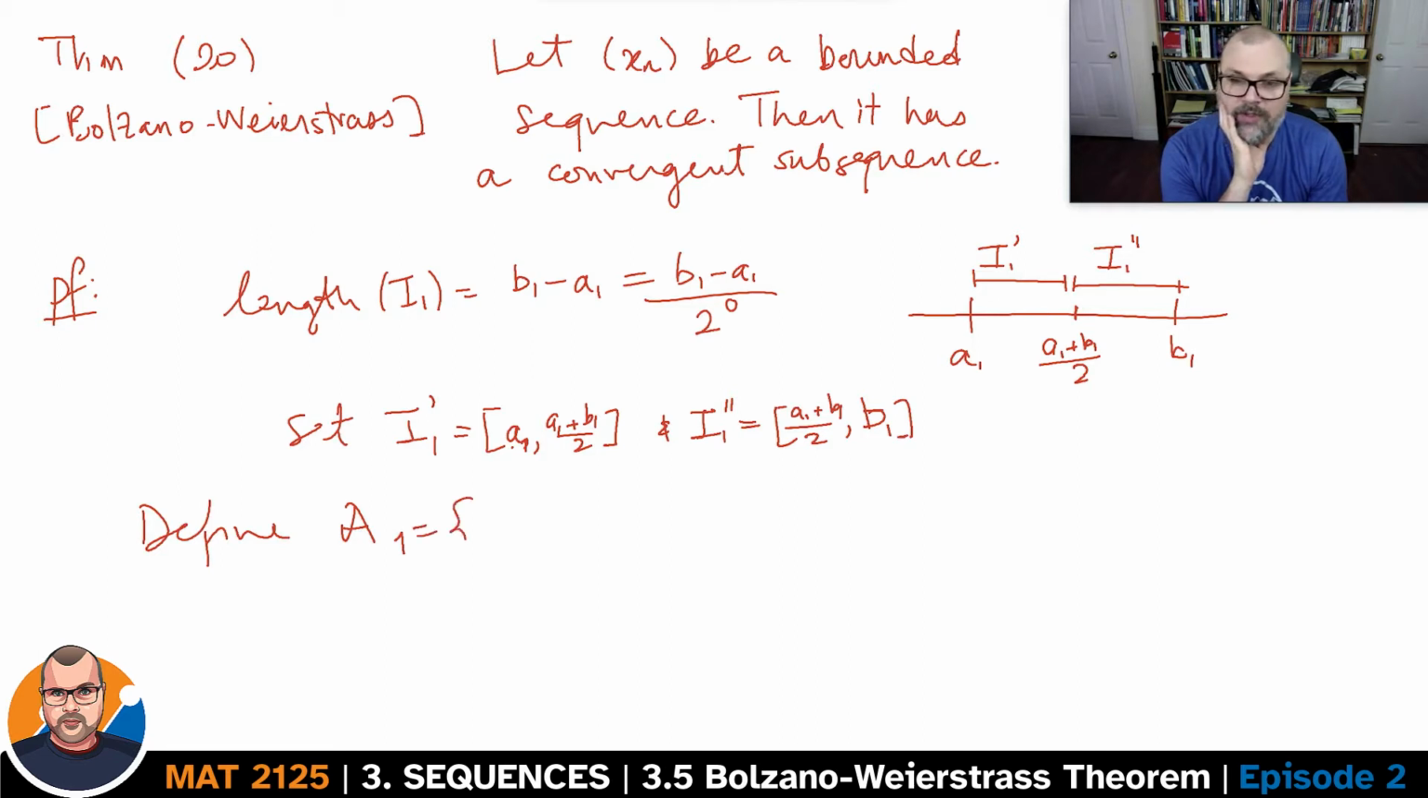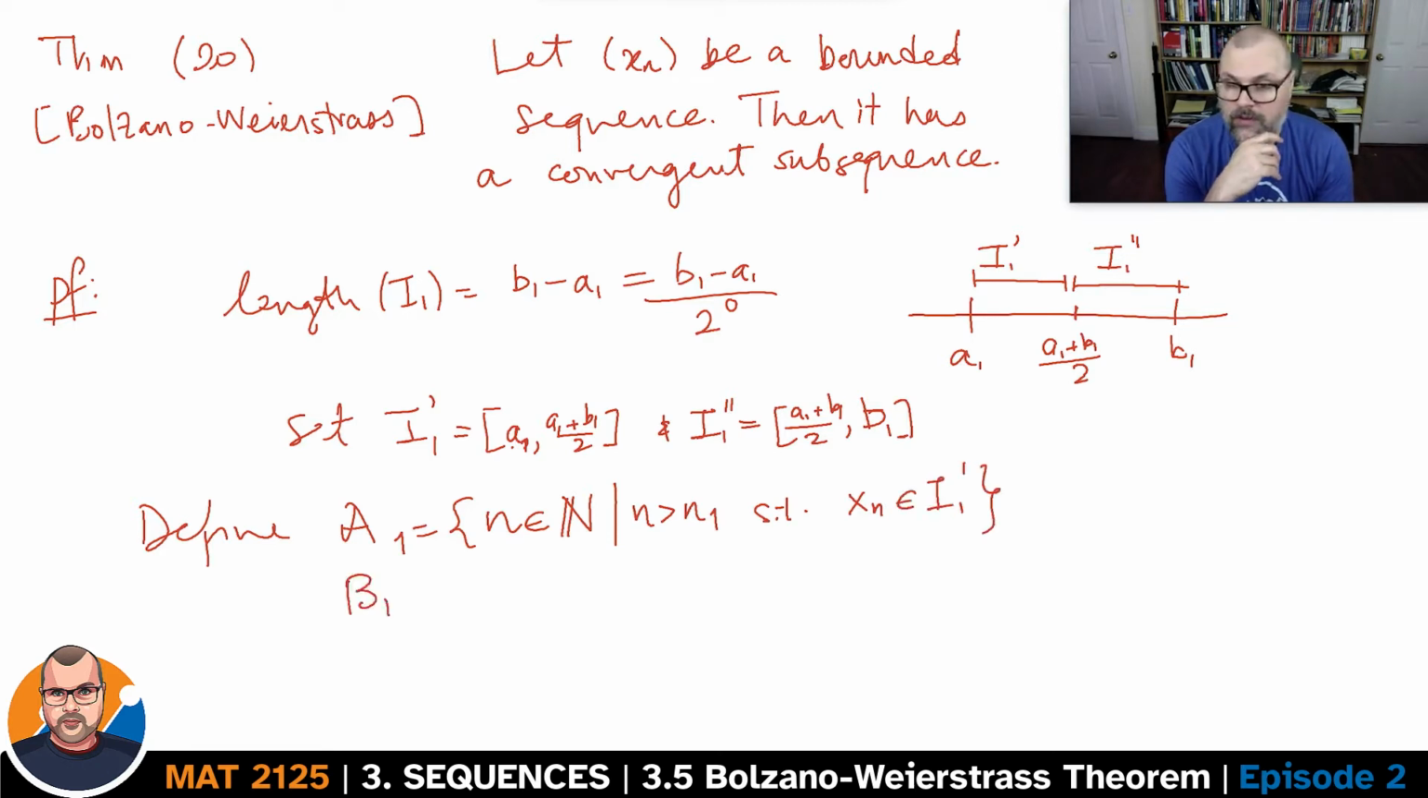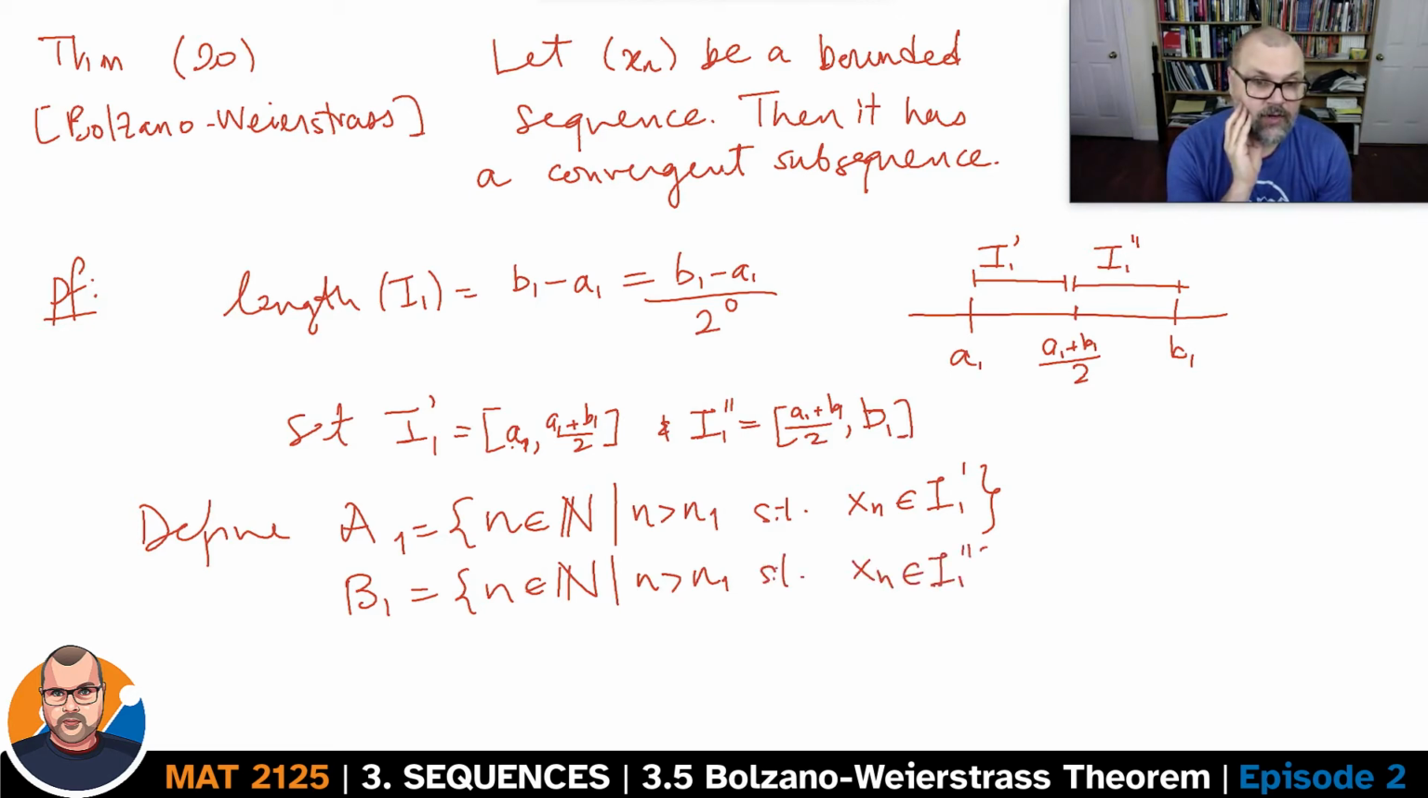Set A1 will be the set of all the indices n for which n is greater than n1. So we're looking at all of the terms after x_{n1} in the original sequence for which x_n belongs to I1 prime. And B1 will be, you can probably guess, the set of all indices greater than n1, the first term of the subsequence, such that x_n belongs to I1 double prime.